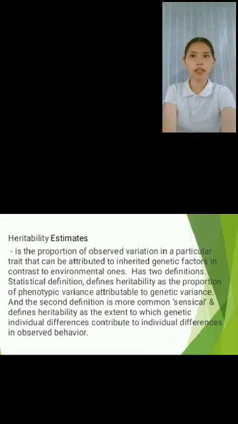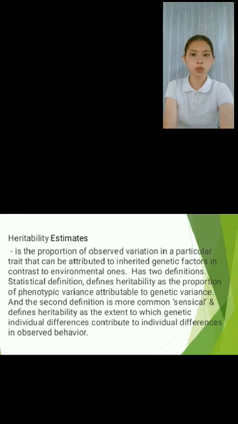Heritability estimates is the proportion of observed variation in a particular trait that can be attributed to inherited genetic factors in contrast to environmental ones. This has two definitions. The first one is a statistical definition, which defines heritability as the proportion of phenotypic variance attributable to genetic variance.